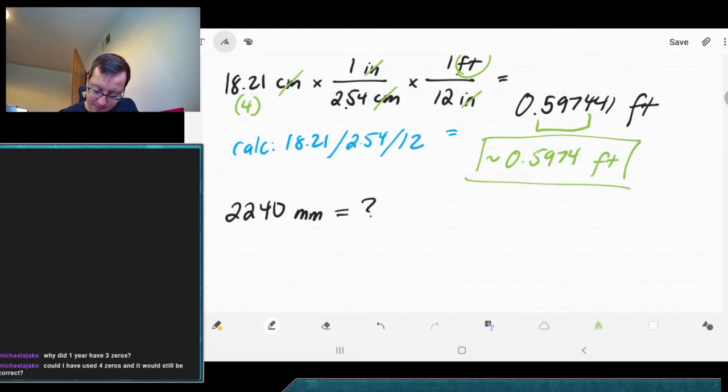What shall we have this convert into? Let's ask for... We can ask for meters. That's fine. So, let's do another one. Let's go from millimeters to meters.